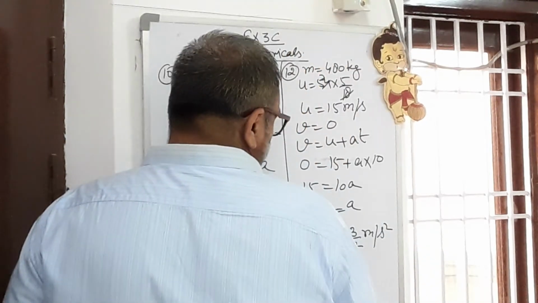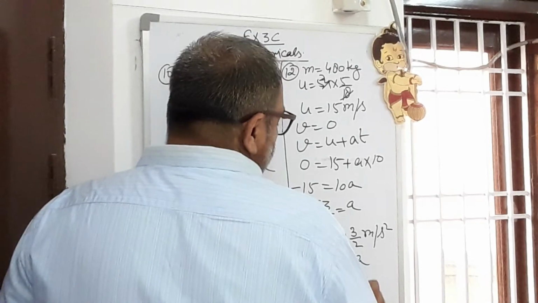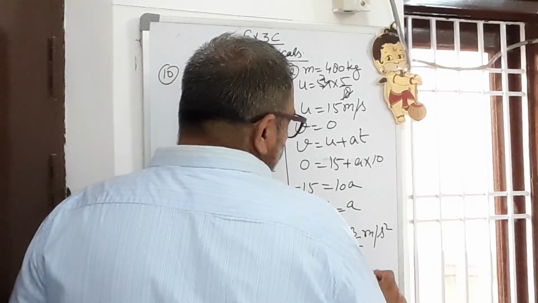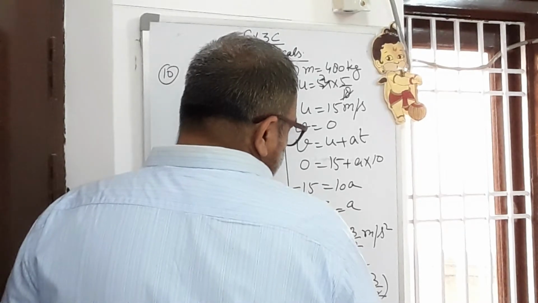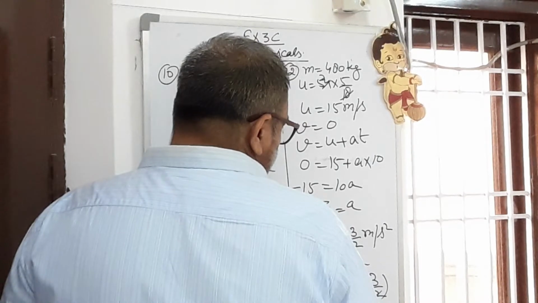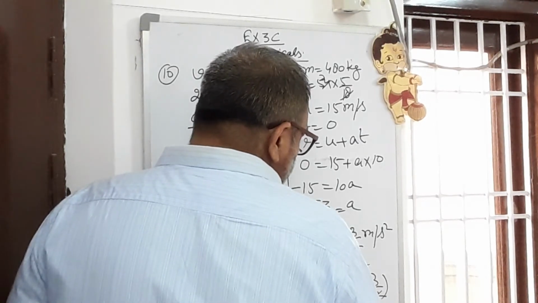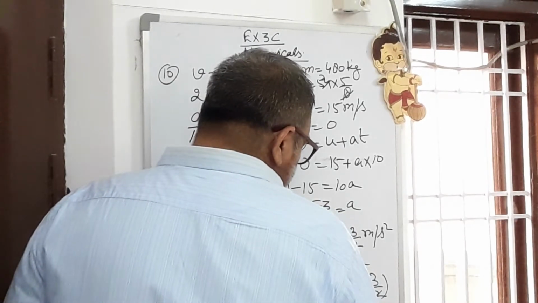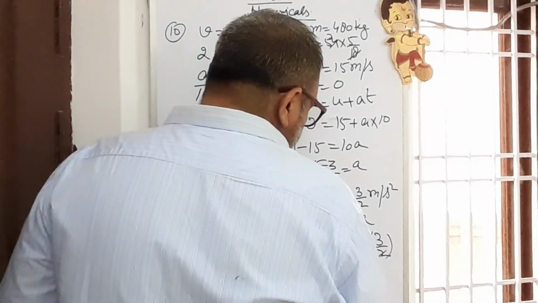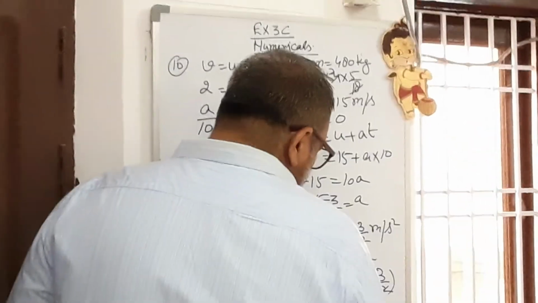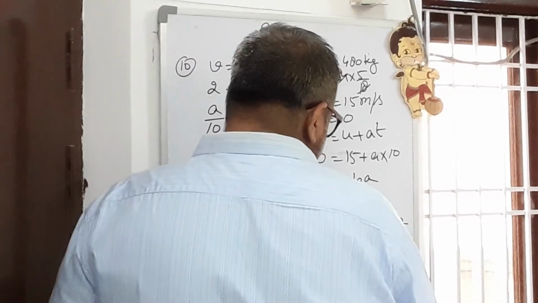F is equal to mass into acceleration. मास कितना है? 480। एक्सेलरेशन -3/2। ये हो गया 2 से 240, 24 के 72, 720 न्यूटन। नेगेटिव आएगा, यहाँ लिखिए नेगेटिव साइन shows resistive force by brake on moving car. या तो लिखना पड़ेगा आपको नेगेटिव साइन के लिए to write this.